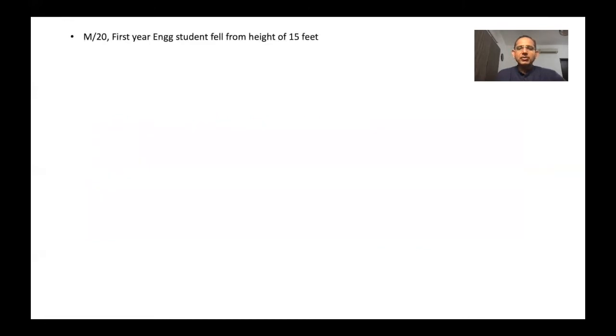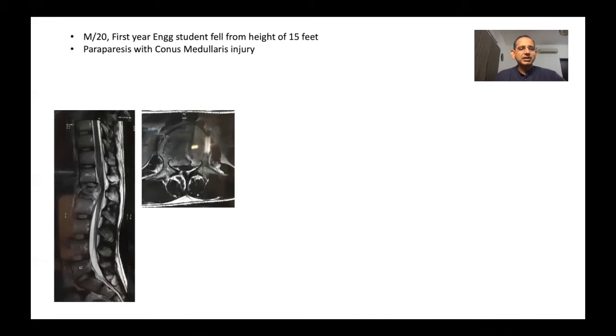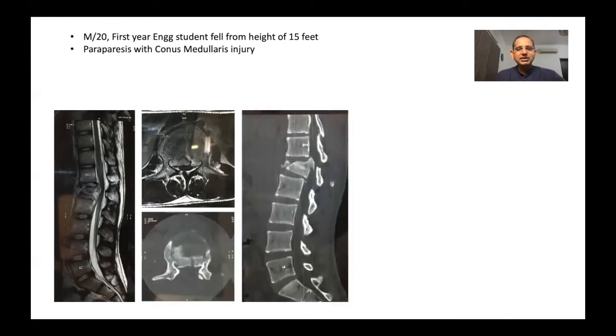So let's take a quick look at one case of mine. This was a young male first-year engineering student who fell from a height of about 15 feet and presented to me with paraparesis and a conus medullaris injury. This was his MRI: a burst fracture, significant injury, with more than 50% retropulsion of the bone into the lower spinal cord, or the conus medullaris. This was a CT scan, and you can see the degree of bony retropulsion into the canal.